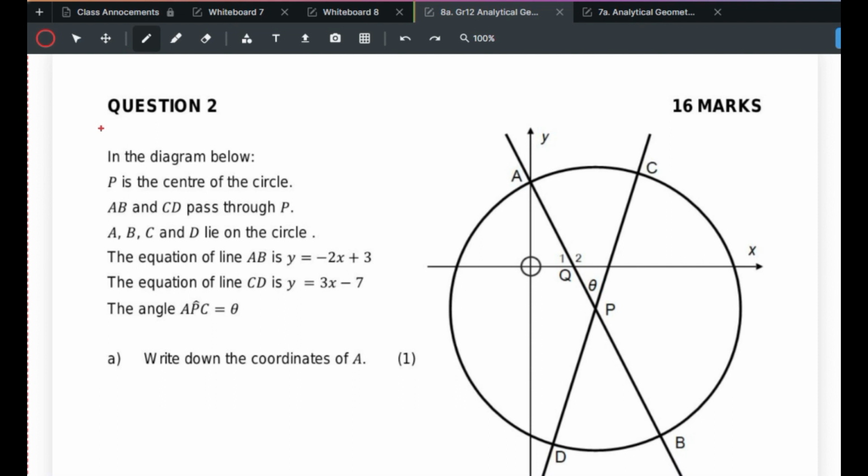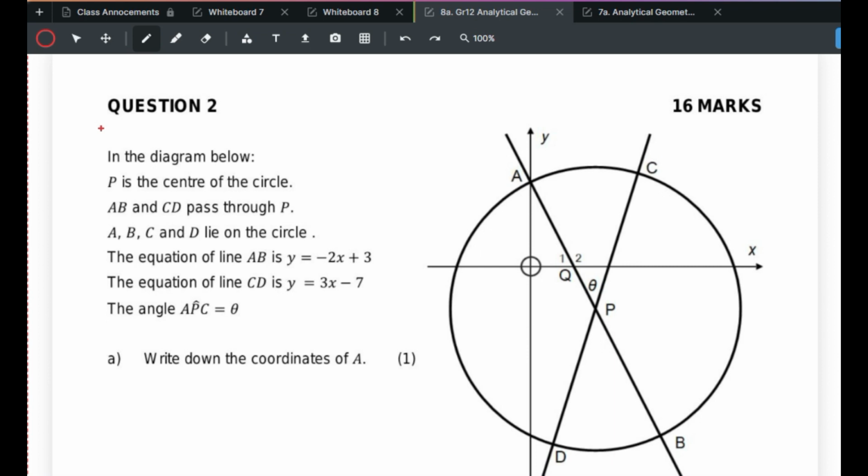Okay. So now we have this question. Obviously from this, you can see that the center is definitely not at the origin. They said in the diagram below, P is the center of the circle. AB and CD pass through P. A, B, C, and D lie on the circle.